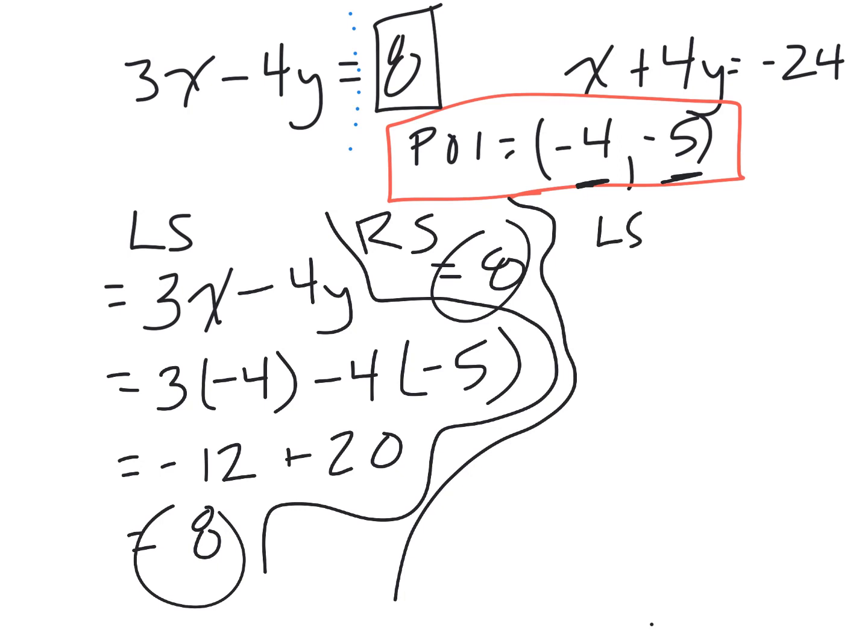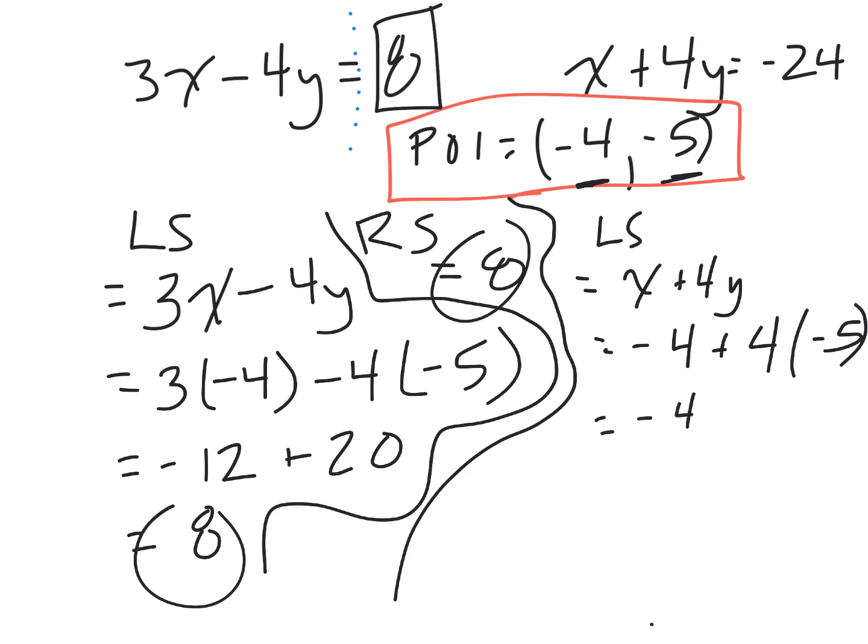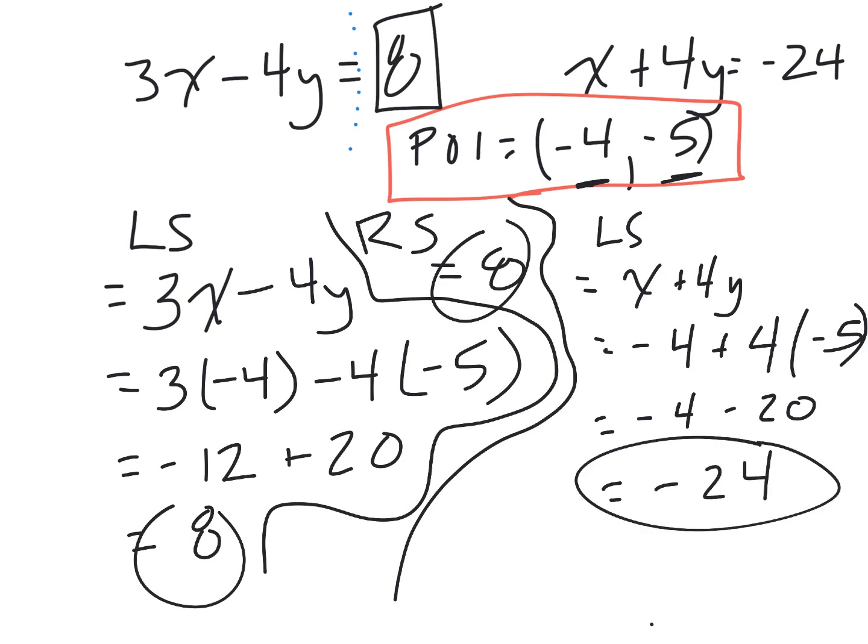Now with what limited room I have left, I'm going to try again. Left side equals x plus 4y, which equals -4 plus 4 times -5. If I multiply, +4 times -5 is -20, and -4 minus 20 is -24. Awesome. And what does my right side equal? It equals right there, -24. With the left side and right side check, you notice that it also satisfies that.